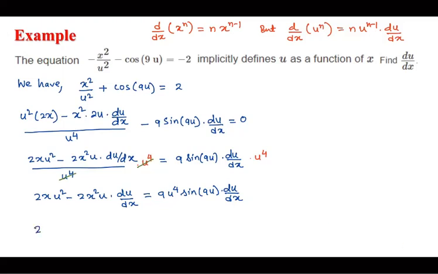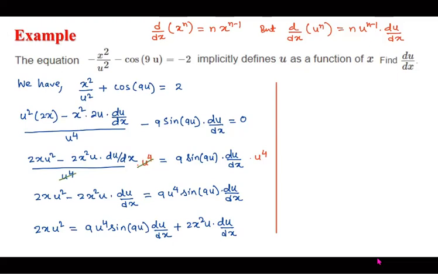So what we get is 2x u squared will be equal to 9u to the 4 sine 9u du over dx, which is already there on the right-hand side. And we are moving this one to the right, so that'll be positive 2x squared u times du over dx. Now we can easily simplify. On the left-hand side, we have 2x u squared, equal to, on the right-hand side, I can factor this du over dx out.